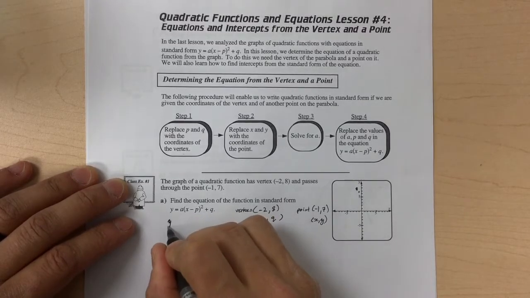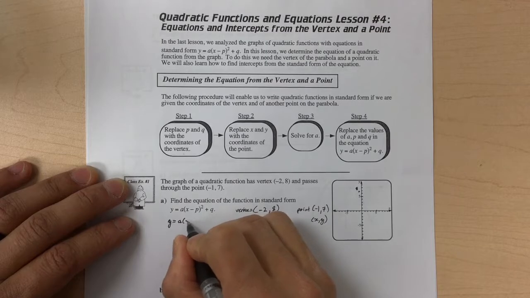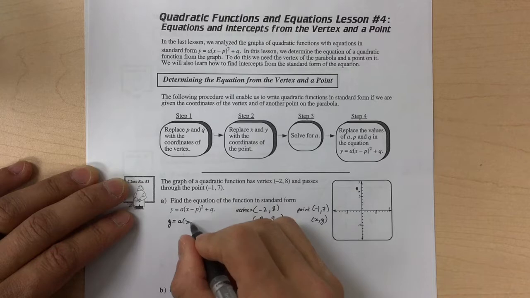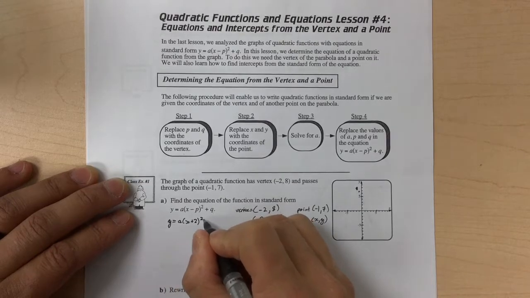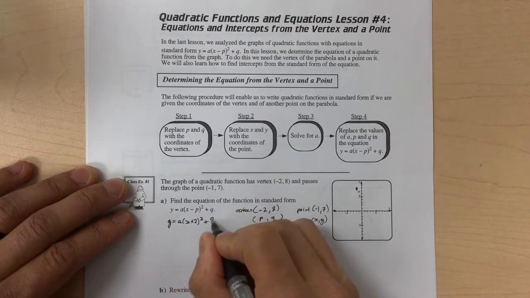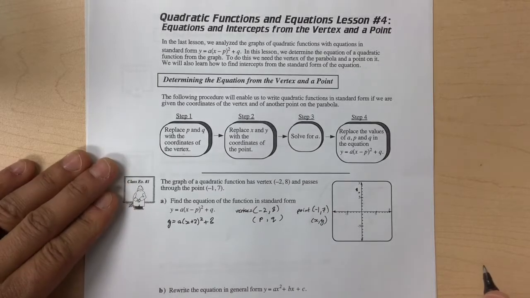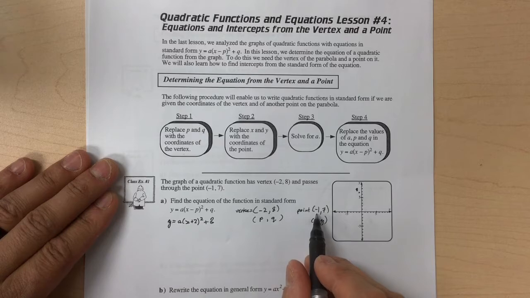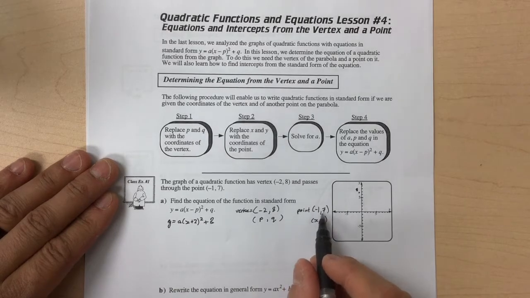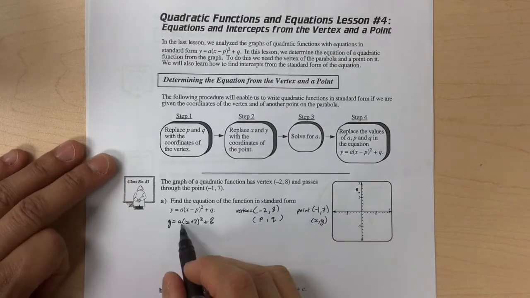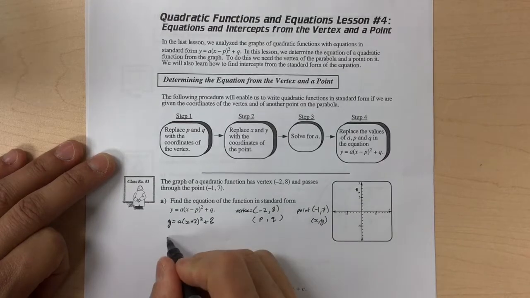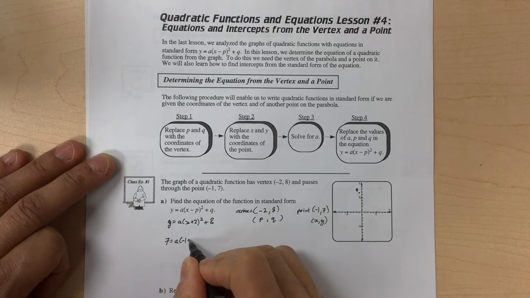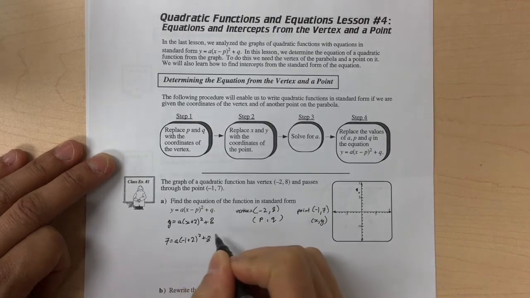So the first thing we know of our equation is Y is equal to A times (X minus P), which is -2, so -2 would be +2, squared, and a +8 as well. Now my next step is using this equation and substituting my point -1 and 7 for my X and Y values. We can solve for A. So Y is equal to 7, X is equal to -1, and we can now solve for A.